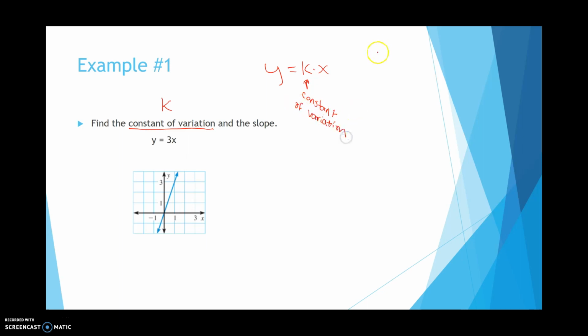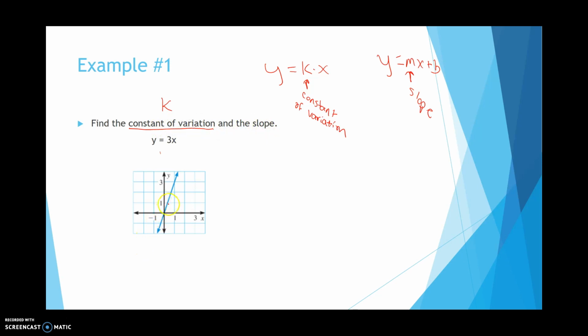And what we've seen before is y equals mx plus b, and m is representing your slope. So really, m and your k are the same thing, your constant, working with your slope. So if we look at this formula here, y equals 3 times x, this is in the direct variation form. So we have 3. And they want us to find the constant of variation and the slope.